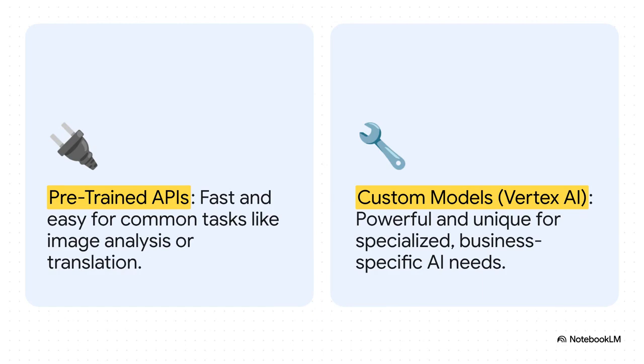For common stuff, like translation, using Google's pre-trained APIs is the fastest way to get going. It's super quick and it's incredibly effective. But if you need something totally unique to your business, a feature that's your secret sauce, your competitive advantage, then building a custom model with a platform like Vertex AI is how you create something nobody else can copy.